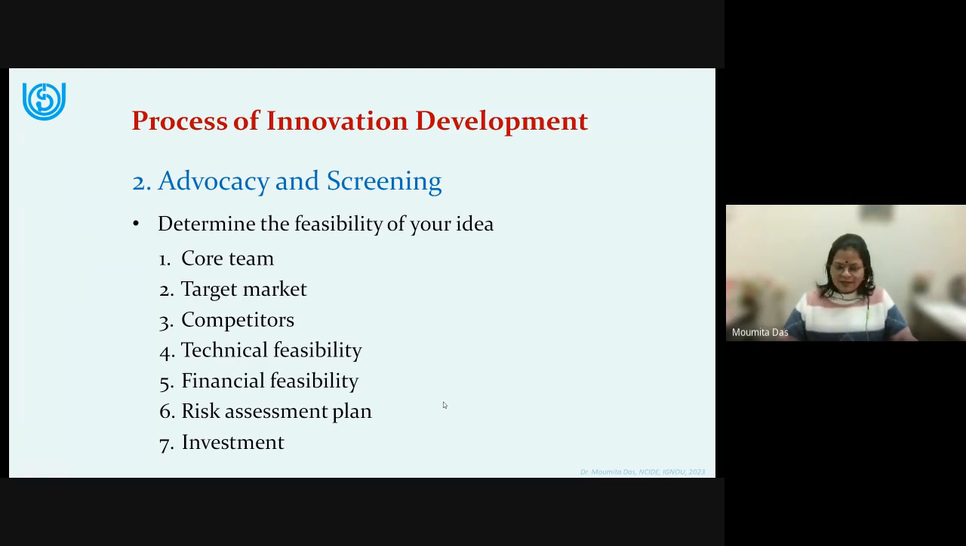Then you have to assess your technical feasibility, the feasibility of the idea at the technical level. I mean, you have to find out how you're going to construct your product, the methods that you will use to develop your product, to make your product and refine it, and also the resources that would be needed to develop your product or to provide the services. So the technical part has to be taken care of.